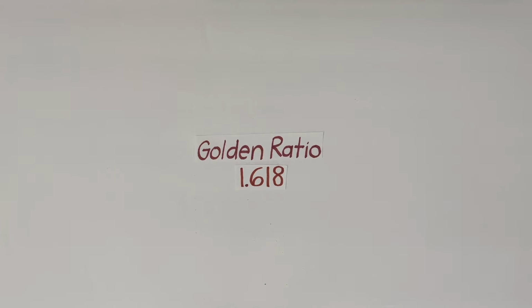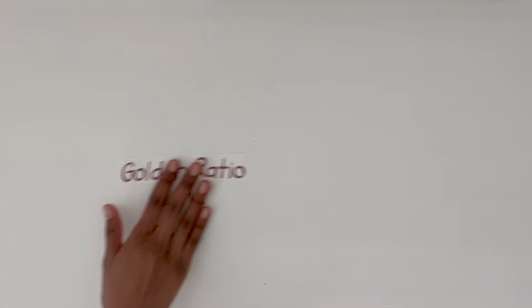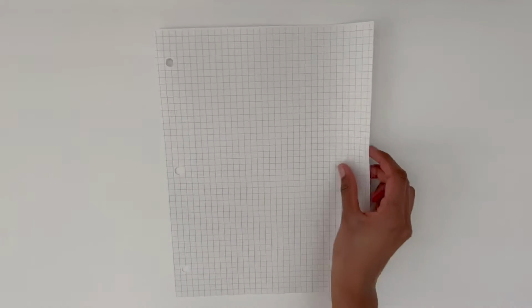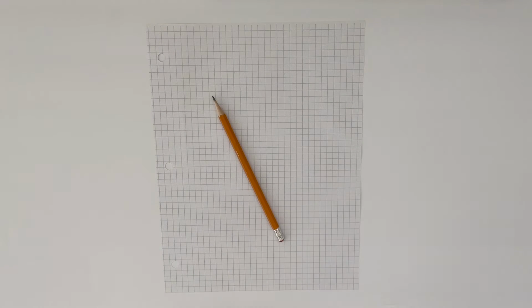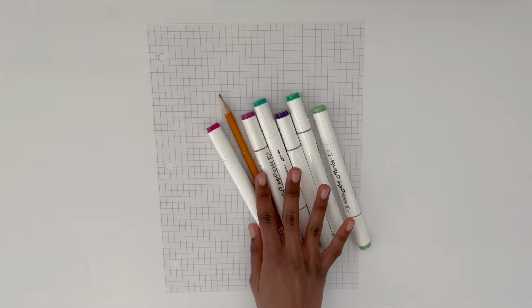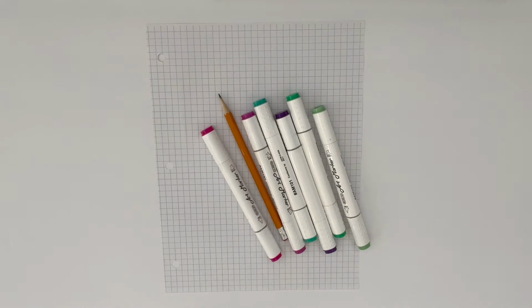But how are the golden ratio and the Fibonacci sequence related? Let's try to figure this out visually by doing a small art project. You will need a piece of graph paper, a pencil, and some colored pencils or markers, whichever one you prefer.